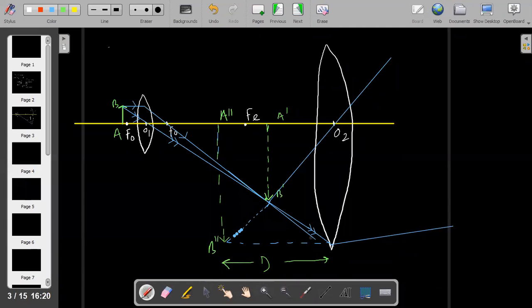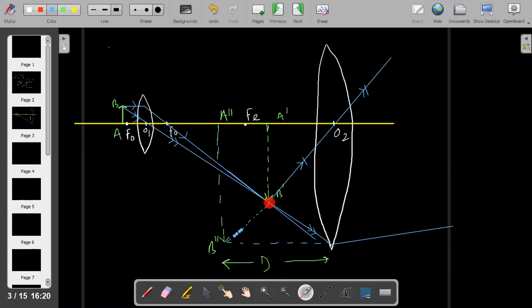Again, listen carefully. Everyone look up. Listen carefully. You see, object AB is taken very close to the focus of the objective. Now, after refraction, the parallel ray passes through the focus, and the ray through the optical center passes undeviated.